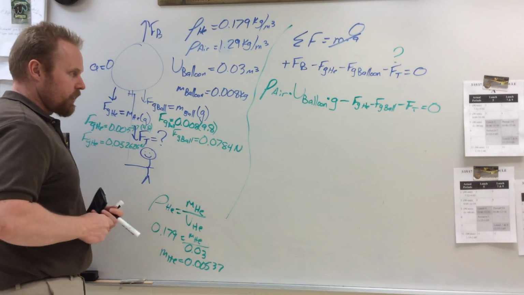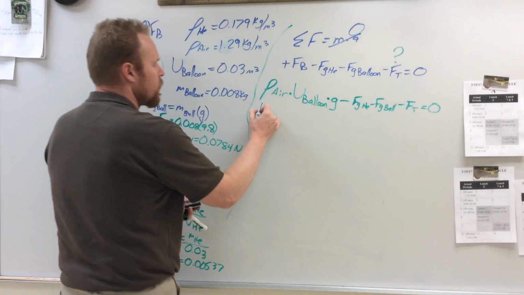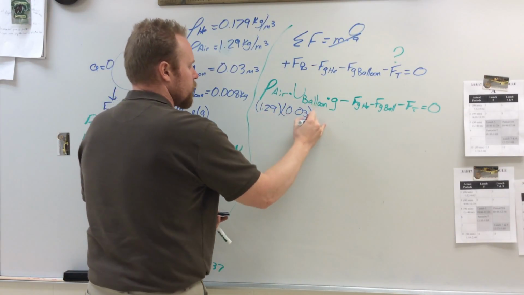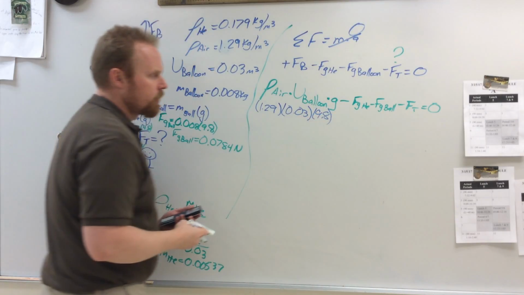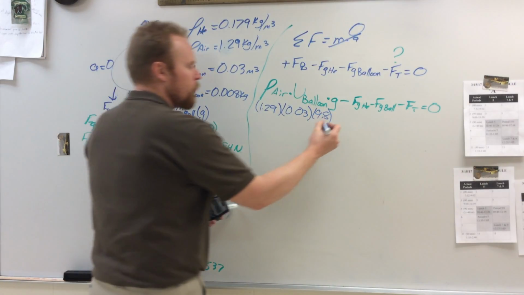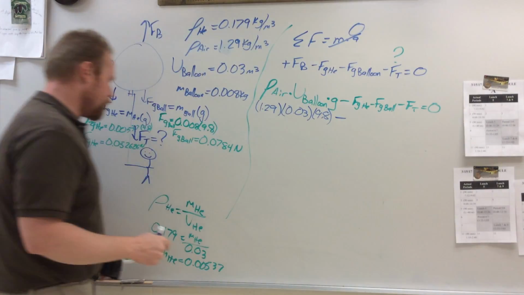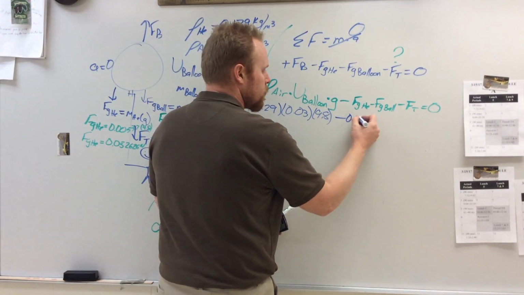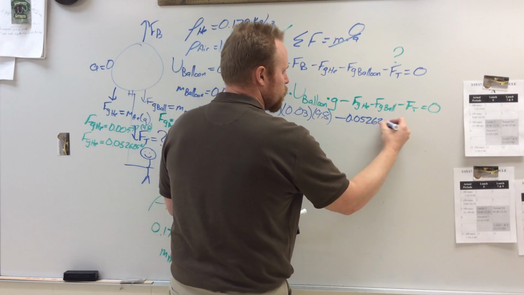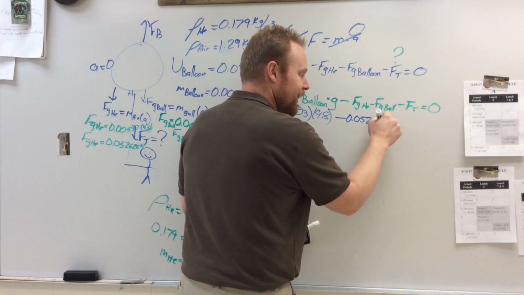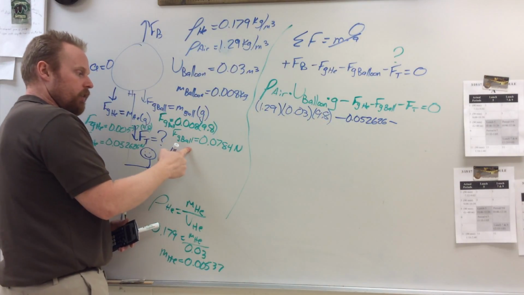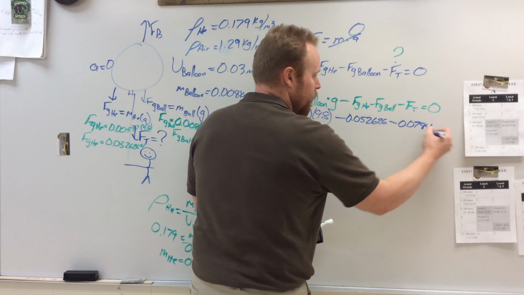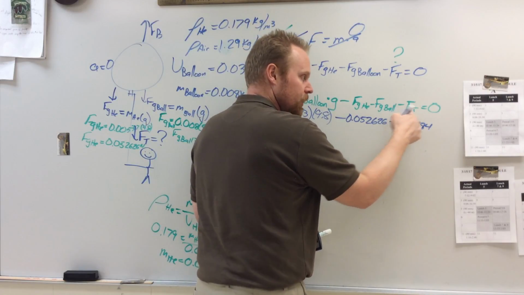So start plugging numbers in. The density of air is 1.29 times the volume of my balloon, 0.3, times gravitational acceleration, 9.8, minus the Fg of my helium, which I already calculated to be 0.052626, minus the Fg of my balloon, which again, I already calculated to be 0.0784, minus my Ft equals 0.